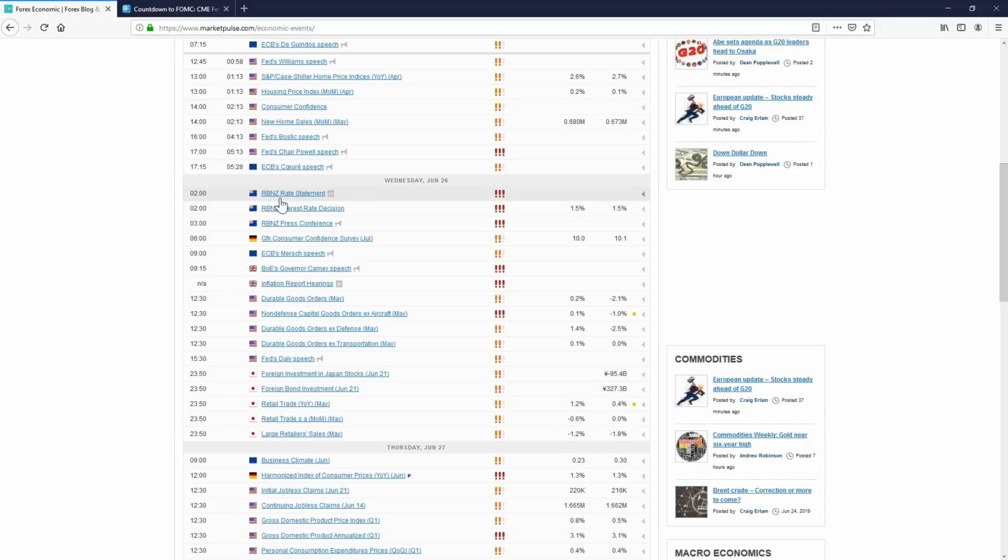So that would be interesting from a Kiwi dollar perspective, especially at a time when the US dollar is seeing some weakness. Also tomorrow we have the inflation report hearing from the UK, from the Bank of England Governor Mark Carney. His colleagues will appear before the Treasury Select Committee in Parliament. I'm not expecting too much from this, same as I wasn't expecting too much from the Bank of England last week. The simple reason being that there's so much uncertainty right now.